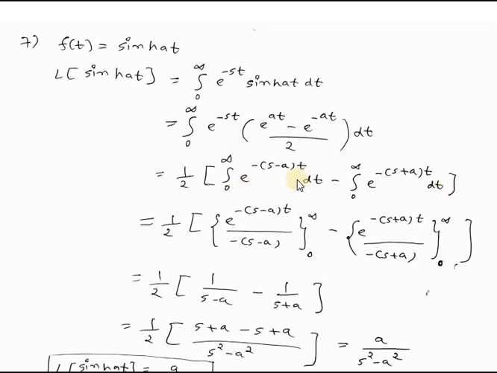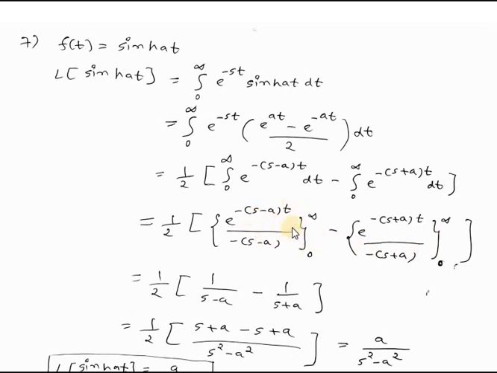Now integration of this term with respect to t will be e raised to minus (s minus a)t divided by minus (s minus a), because the coefficient of t is minus (s minus a), and the limit will be 0 to infinity. Same way here, integration of this term with respect to t will be e raised to minus (s plus a)t divided by minus (s plus a), because here the coefficient of t is minus (s plus a), and the limit will be from 0 to infinity.